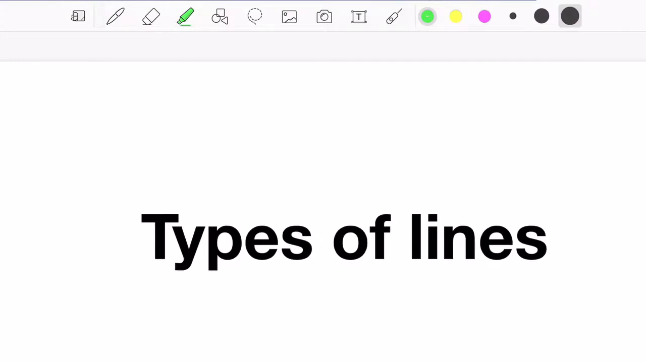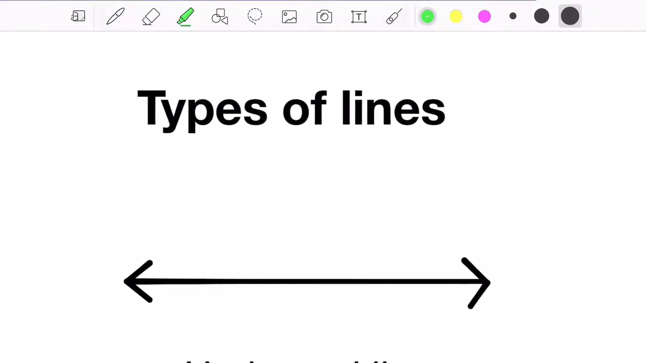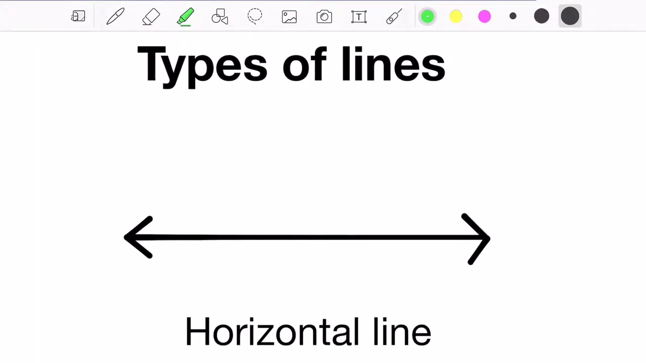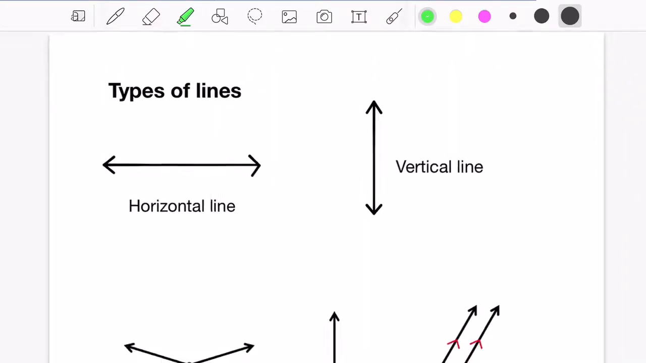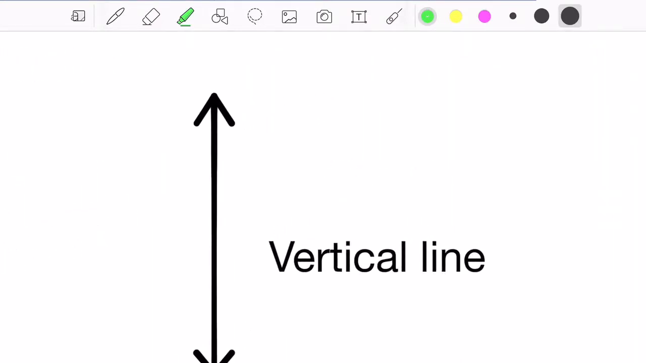Types of lines. We are simply going to discuss 5 basic types of lines. Firstly, we have a horizontal line which goes across, left to right or right to left. Next, we have a vertical line which goes up to down or down to up.